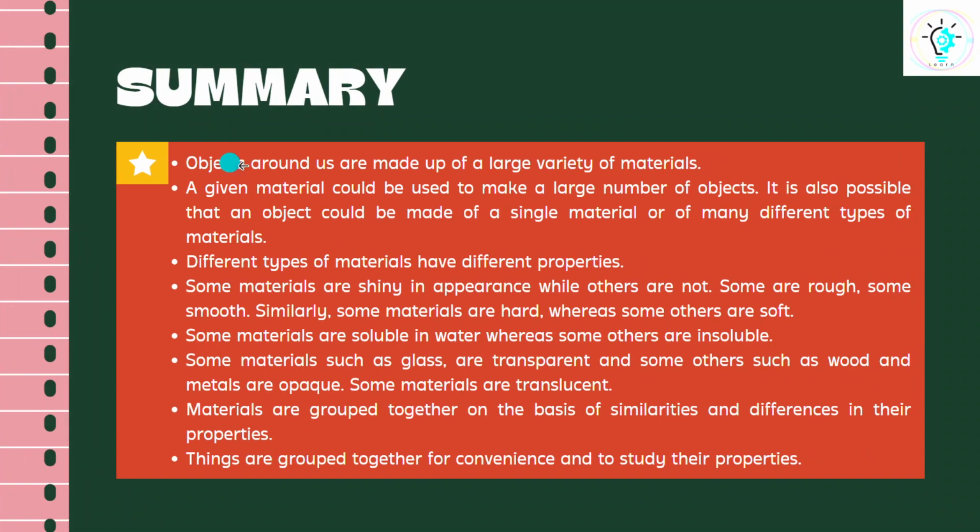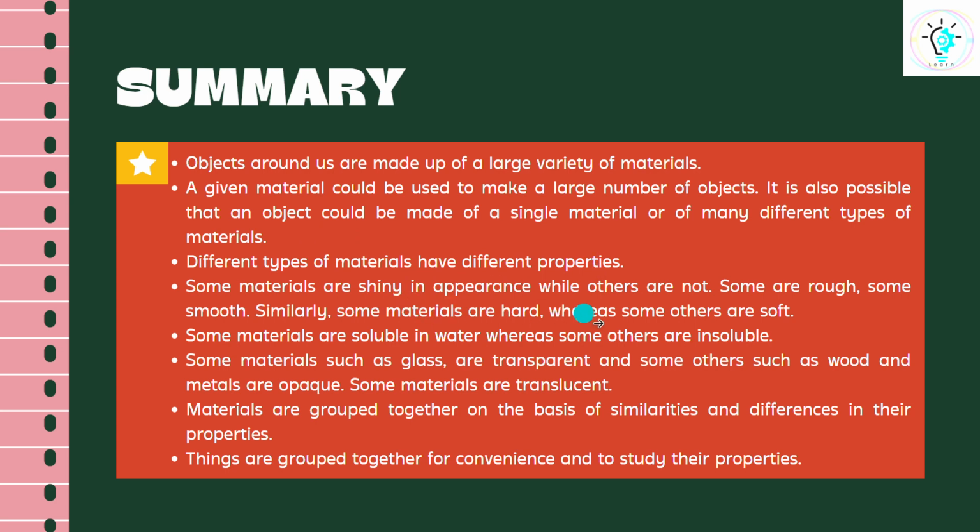We have now come to the conclusion. So this is the summary of the chapter. The summary says objects around us are made up of large variety of materials. The material can be used to make several objects and one object can be made up of a single material or many different types of materials. And types of materials have different types of properties.